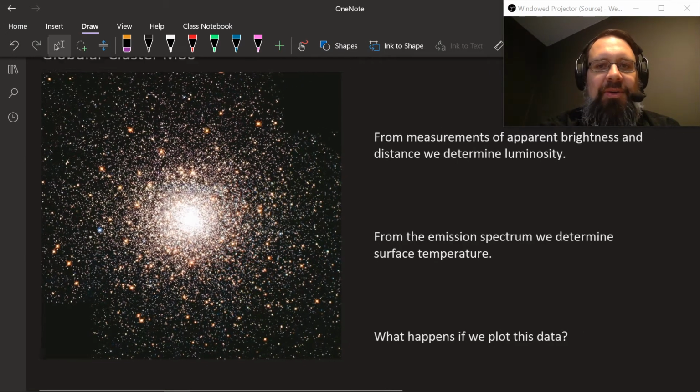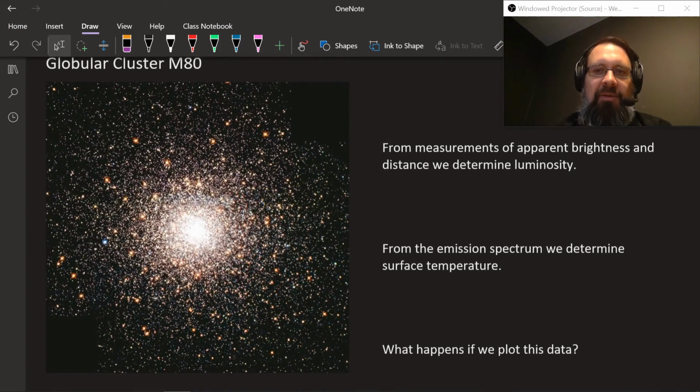So we can make measures of the apparent brightness of each star. We can point our telescope at the location of each star in this image, and using sensitive computer equipment, determine the apparent brightness of each star. And from measurements of apparent brightness and distance, we can use the parallax method or other techniques to determine the distance to those stars. And from that, you can determine the luminosity.